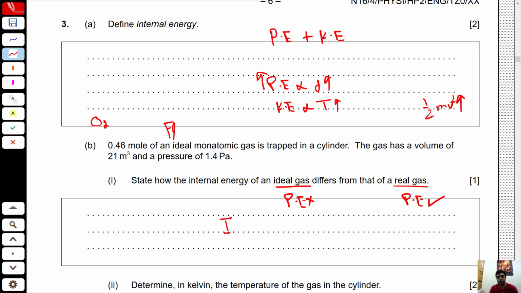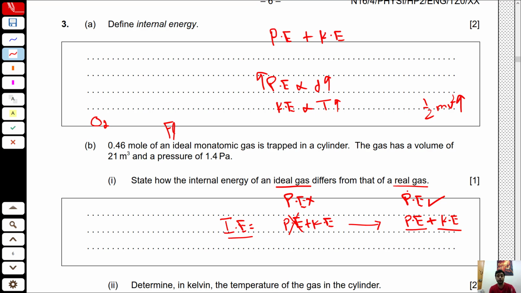And also the internal energy is the sum of microscopic potential and kinetic energy of the particles. Potential plus kinetic energy of the particles. Now for our ideal gas, since there is no potential energy, the entire internal energy of an ideal gas is entirely due to the kinetic energy. Whereas for a real gas, the internal energy is the sum of potential energy and kinetic energy. Why does potential energy exist in a real gas?